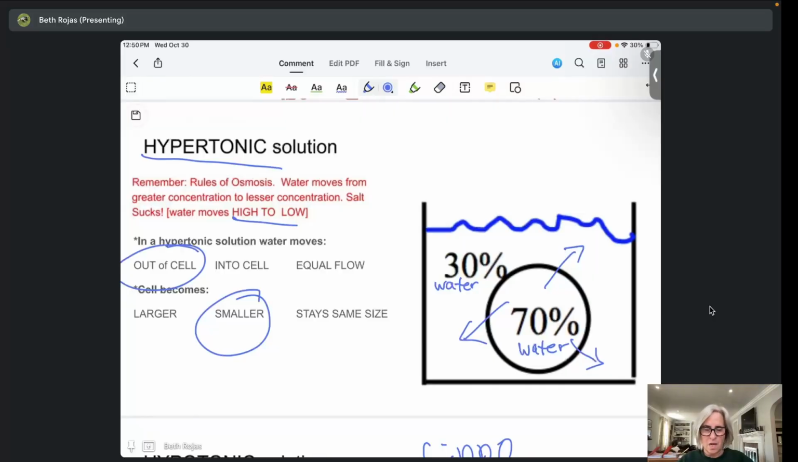So the first thing is we want to go over the 3 different solutions that can affect water balance in cells. The first one's called hypertonic, and that means that there's more water, the 70% inside the cell, and less water out. And so it's always going to move from high to low, like it's written here. And so you can see that the water is going to move out. So hypertonic, the cell shrinks, water moves out of the cell.